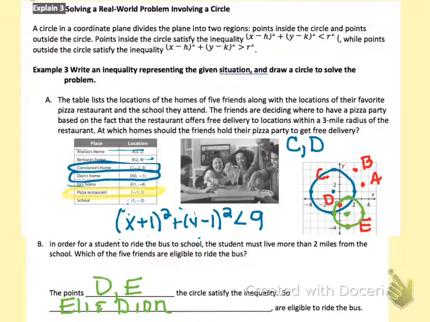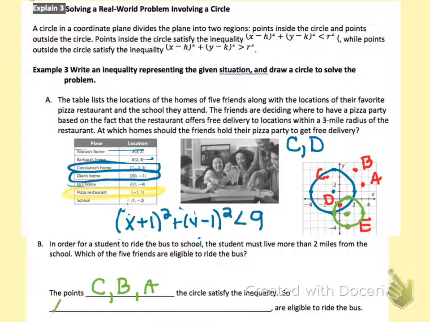Oh, actually, I just lied to you. No, Eli and Dion cannot ride the bus. They're within the 2 mile radius. That doesn't make any sense. You're probably thinking, Mrs. Brunk, what are you doing? So yes, Eli and Dion are in the circle there, right? So they are either exactly 2 miles away, which is what Eli is, or within 2 miles, which is what Dion is. So the rest of the people, C and B and A.